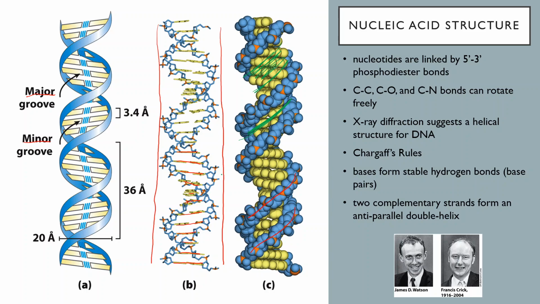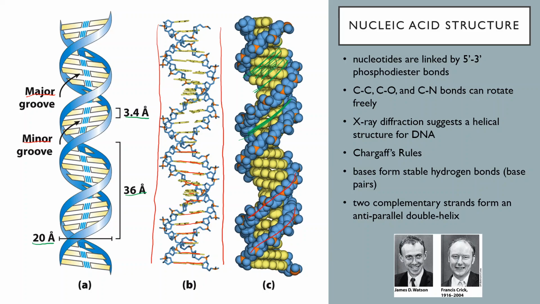The period, meaning the distance a strand takes to make one complete turn, is 36 angstroms. And the width of the helix is about 20 angstroms, and the distance between bases is about 3.4 angstroms. So it forms a very regular structure, again, regardless of the base sequence.